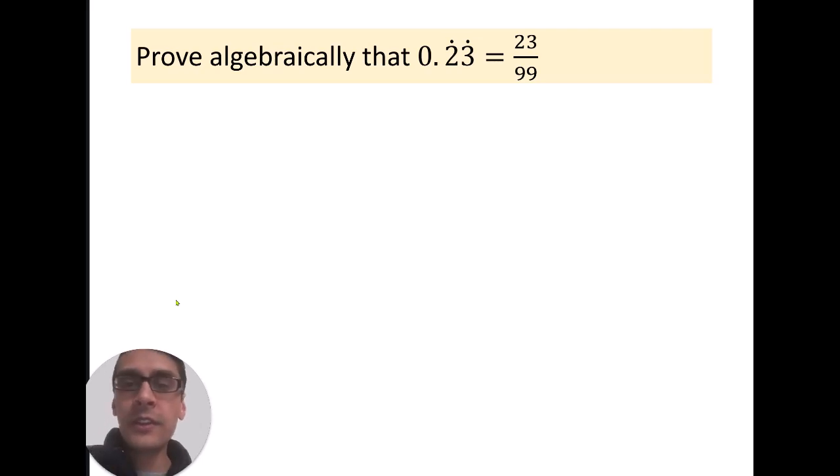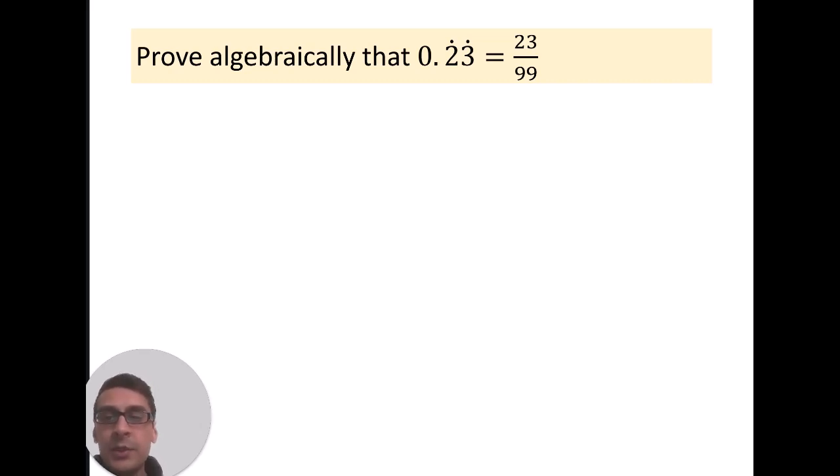So here's an example of another question for you to try to show that 0.23 recurring is 23 over 99. Pause the video and then I'll go through the answer. Okay, so hopefully you've done the question, you've attempted it, so I'm going to work through it now.